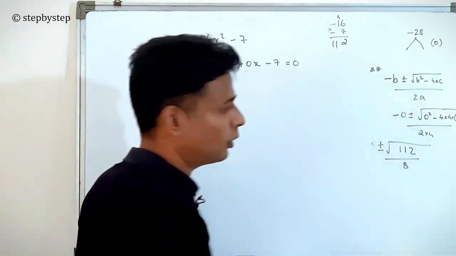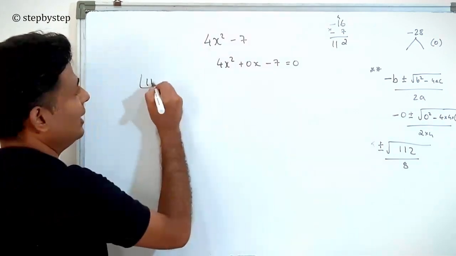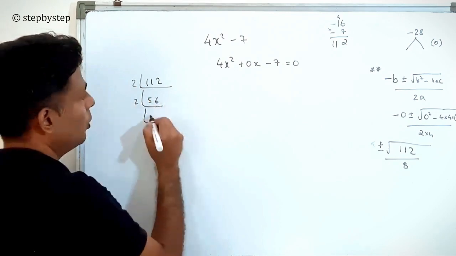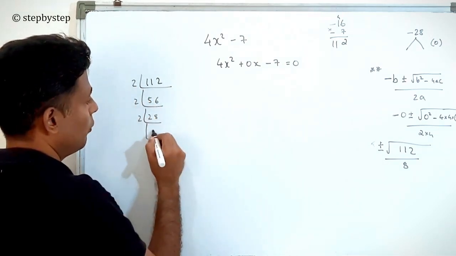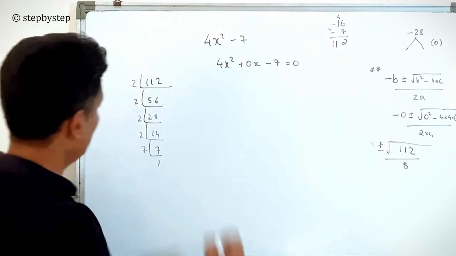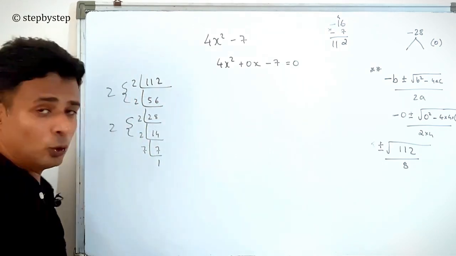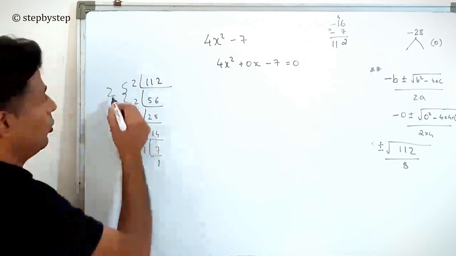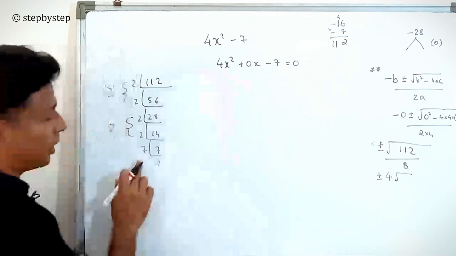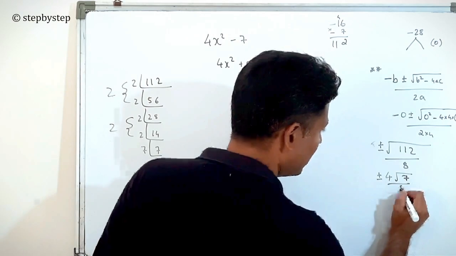Now how do we find root of 112? Prime factorize. So 112: 2, 56: 2, 28: 2, 14: 2, 7, 7, 1. Now see how many pairs are there. There is one pair of 2, another pair of 2. So here it becomes 2 and 2, so this will come out. 2 into 2 is 4, so it will become plus or minus 4. What is remaining? What is single? 7. So it will remain inside. Plus or minus 4 root 7 by 8.